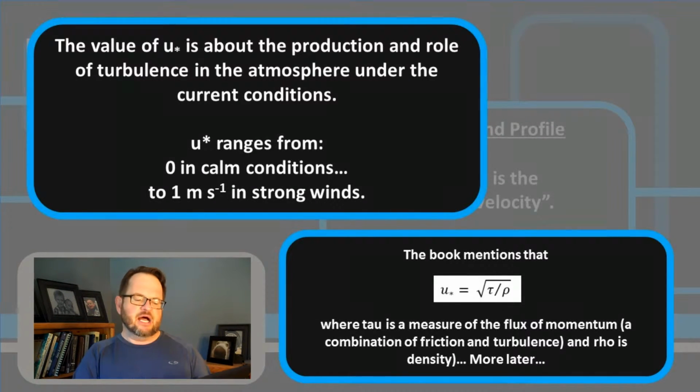strong winds. There actually is a definition in your book of how we get to the friction velocity mathematically, where it's related to a number called tau. Tau is the Reynolds stress, divided by the density. Don't get bogged down about this. We're going to get to a better understanding of friction velocity later. But think of friction velocity as a number that comes to us from what's going on in the atmosphere right now. What are the weather conditions going on?